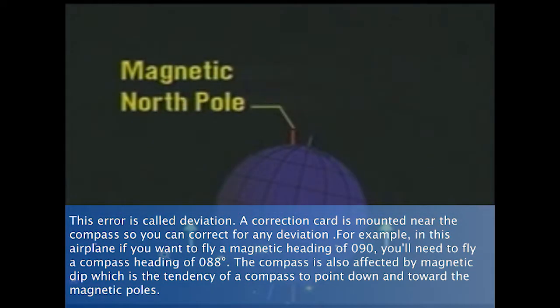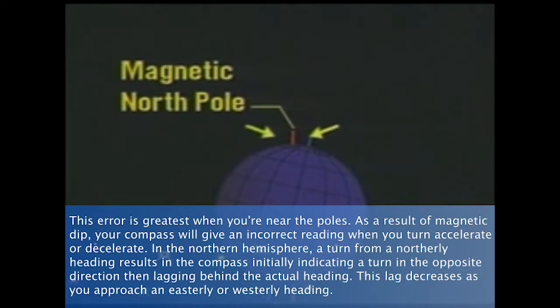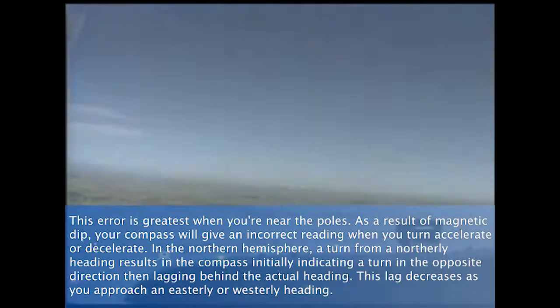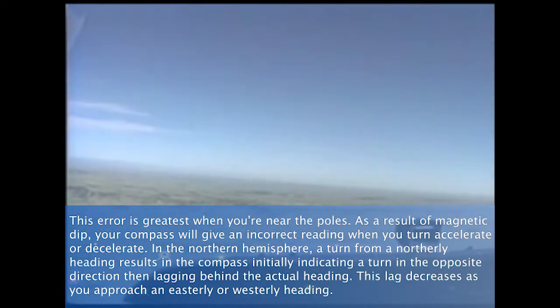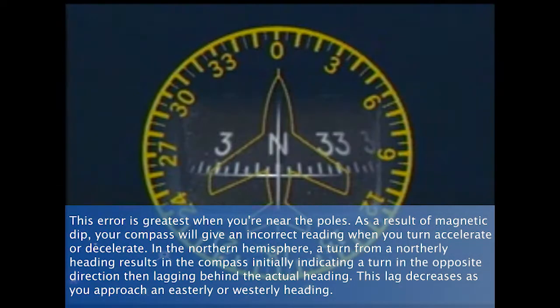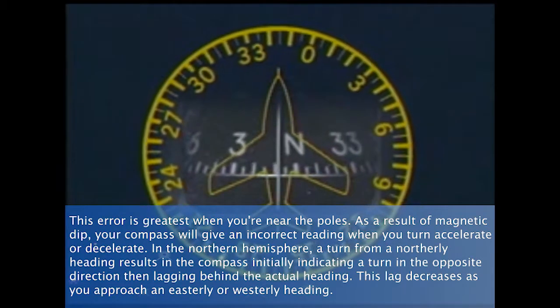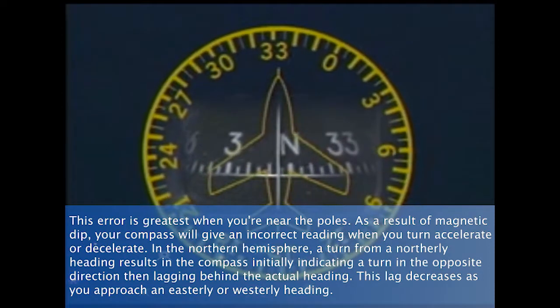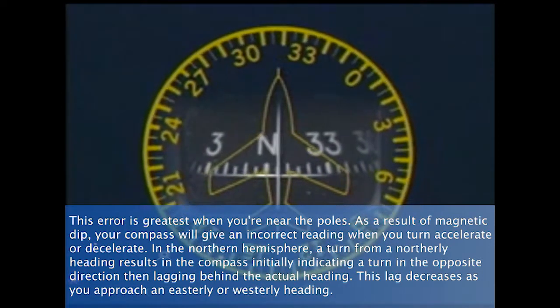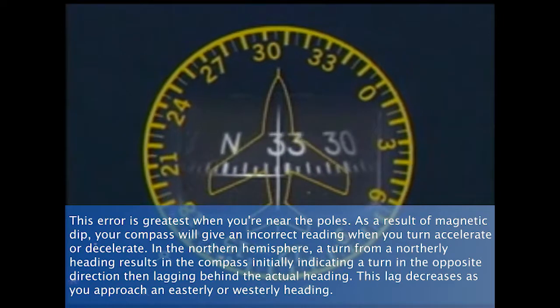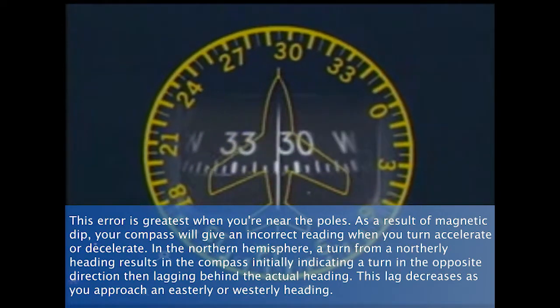The compass is also affected by magnetic dip, which is the tendency of a compass to point down and toward the magnetic poles. This error is greatest when you're near the poles. As a result of magnetic dip, your compass will give an incorrect reading when you turn, accelerate, or decelerate. In the northern hemisphere, a turn from a northerly heading results in the compass initially indicating a turn in the opposite direction, then lagging behind the actual heading. This lag decreases as you approach an easterly or westerly heading.